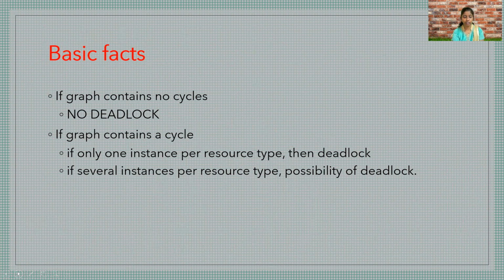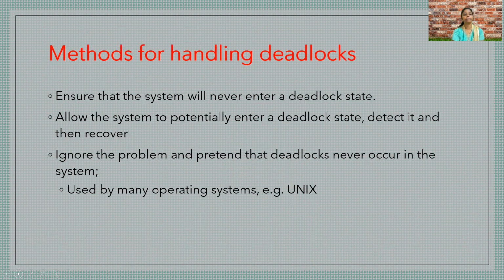If there are no cycles, no deadlock. If there is a cycle, then we have to check if the resource is only just one instance or more than one instance, and then categorize accordingly.